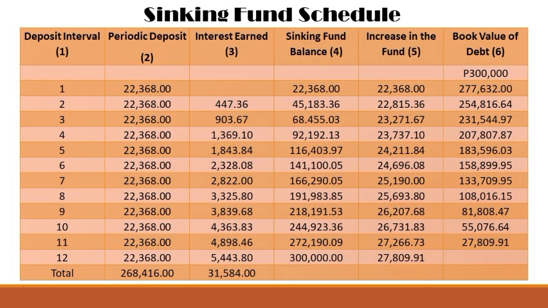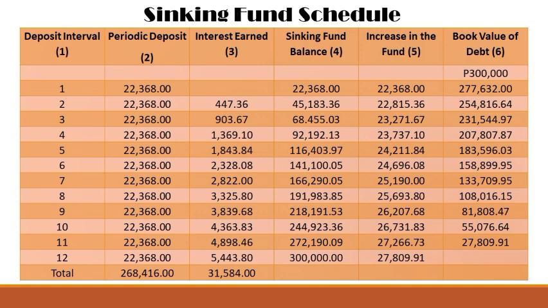Here we have the sinking fund schedule. First is the column 1. This represents the number of periodic deposits to be made. These are 12 quarterly periodic deposits. Next is we have the column 2. This represents the periodic deposits to be made at the end of every quarter. There will be 12 regular deposits of 22,368 pesos each at the end of every quarter to raise the desired amount of 300,000 pesos.